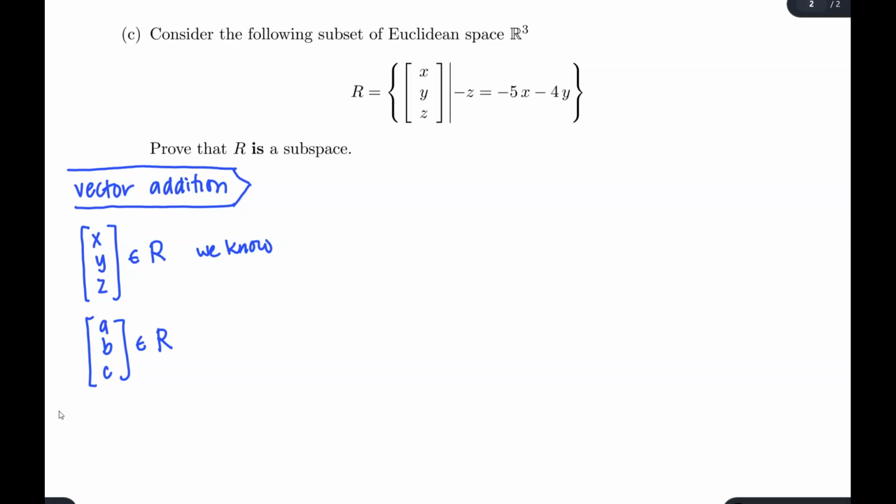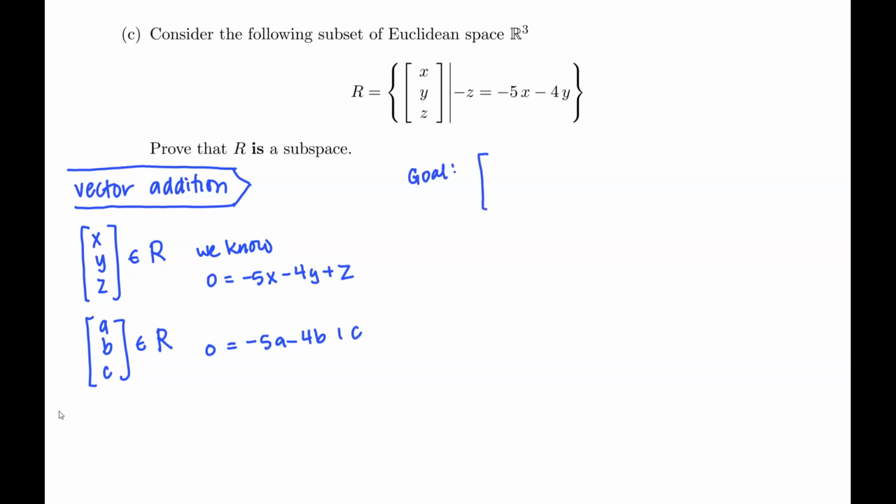I'm going to rearrange this. 0 is equal to negative 5x minus 4y plus z, and 0 is equal to negative 5a minus 4b plus c, right? If they're in R, this must come with it for free.